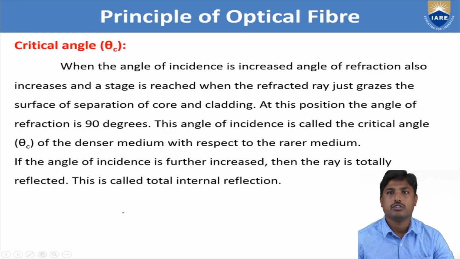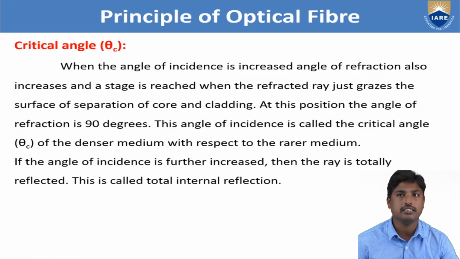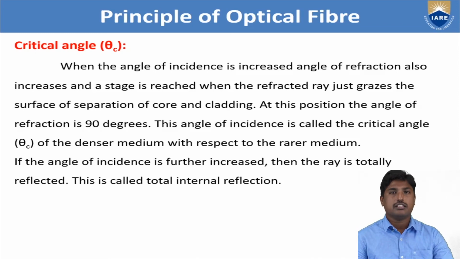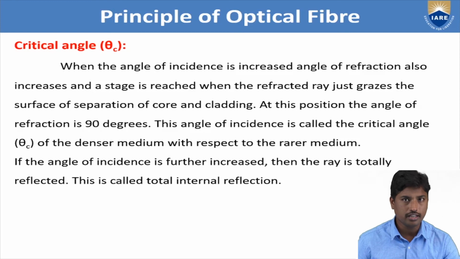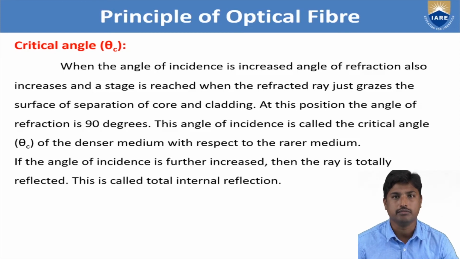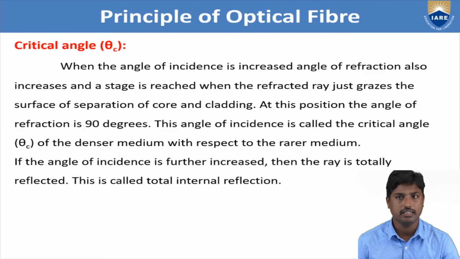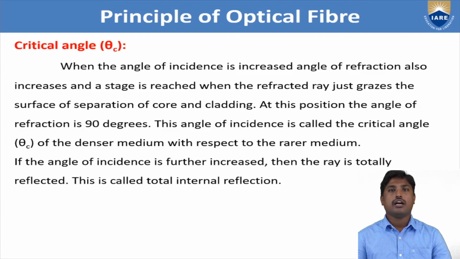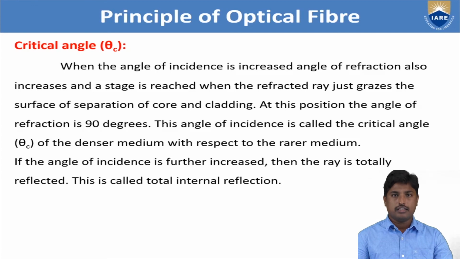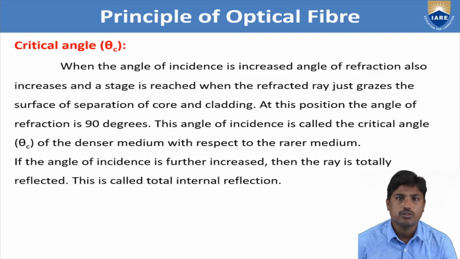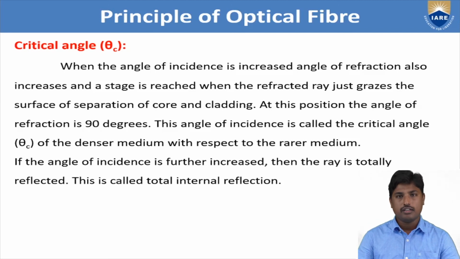Coming to the critical angle: when the angle of incidence is increased, the angle of refraction also increases. At a particular angle of incidence, the refracted ray travels along the surface of the two mediums. That angle of incidence we call the critical angle. Further increasing the incident angle, we get total internal reflection. That's why, to transmit data through the optical fiber cable, we have to launch the light above the critical angle. Only then does the light ray travel through the core medium by total internal reflection.